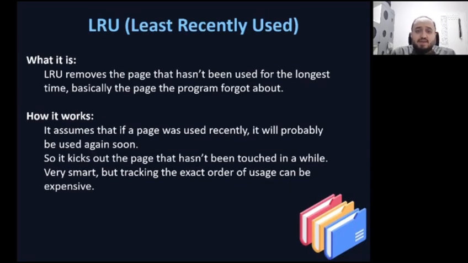Next is least recently used, which is much more realistic. Least recently used removes the page that hasn't been used for the longest time. Basically, the page the program forgot about. It assumes a very natural behavior of programs. If you used a page recently, you will probably use it again. If you haven't used it in a long time, maybe you won't use it soon. It's very smart, but tracking the exact order of usage can be expensive.